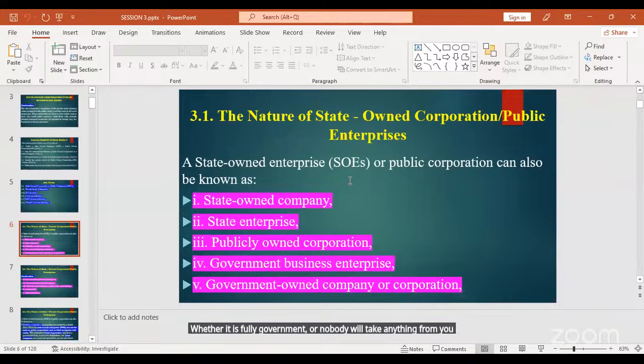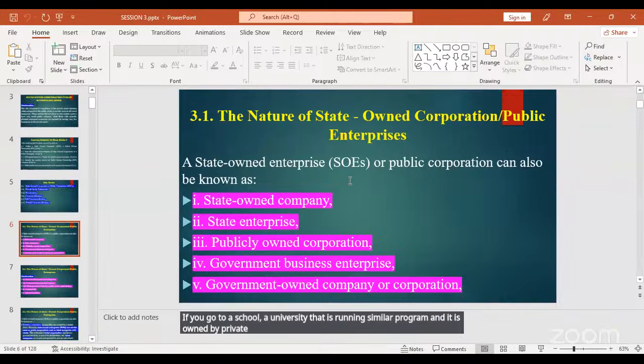The same thing, the schooling. You want to go to school now, and you are attending University of Lagos. What you are paying in University of Lagos now, is that affordable? Yes, because it's owned by government. If you go to a university that is running a similar program and it is owned by private individuals, they might collect probably 20 times what you are paying. Are we getting what I'm saying?